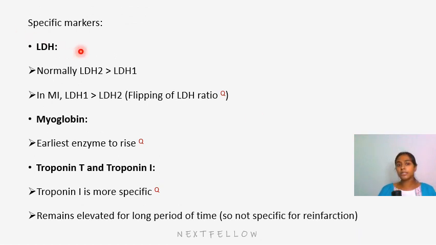So coming to specific markers, the first marker will be LDH. Normally the LDH2 isoform will be more than the LDH1 isoform. But in MI, the LDH1 isoform will be more than LDH2. This is called flipping of the LDH ratio. This is an important MCQ. The other marker is myoglobin. This is the earliest enzyme to rise. However, this is not specific because myoglobin can rise in any muscle injury condition.